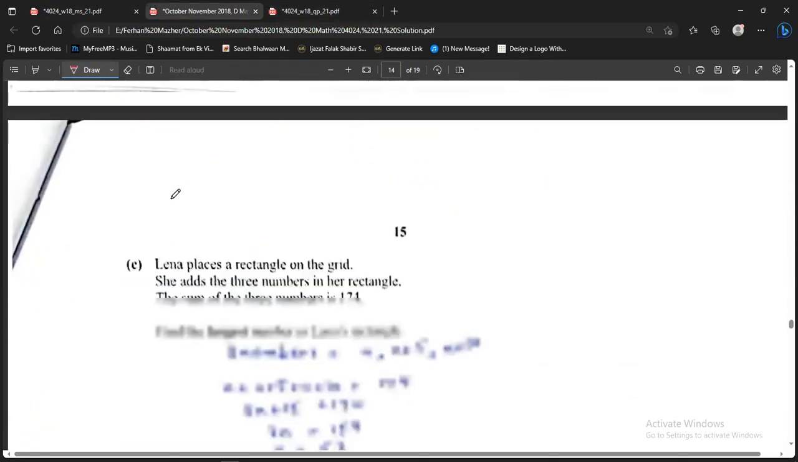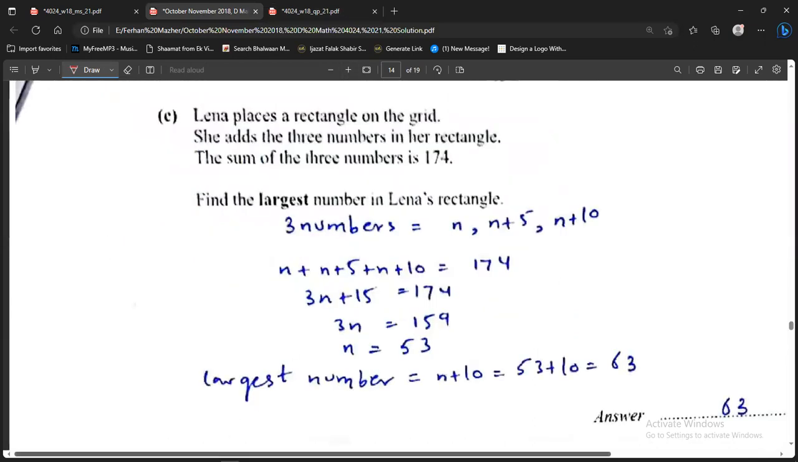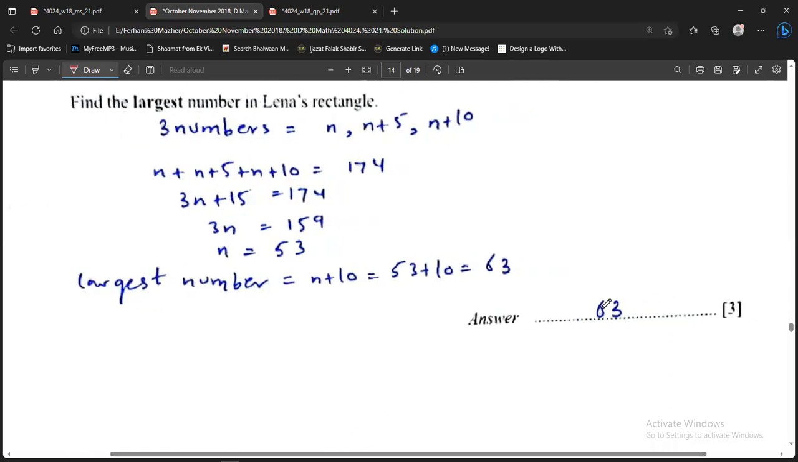Okay. So what Lena is doing, she is going to add, so we will have n plus 5 plus n plus 10 is equal to 174. So that's 3n plus 15 equals 174. So 3n is equal to 174 minus 15, that is 159. And n will be equal to 159 divided by 3, and that is 53. So the largest number will be n plus 10, that is 53 plus 10, that's 63. So the largest number in Lena's rectangle will be 63.